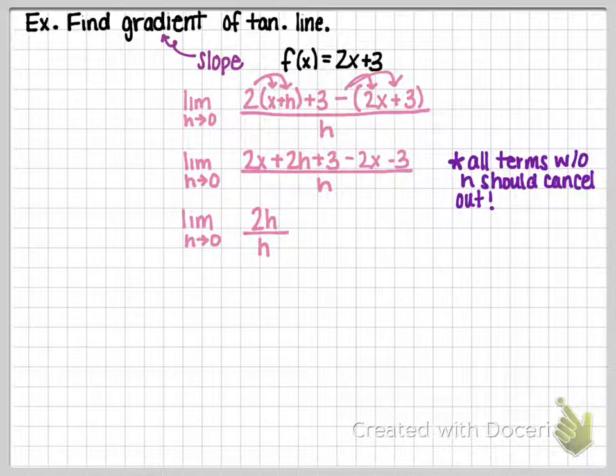Alright, so let's continue on through here. My h's will cancel out. They'll divide away to 1. So we'll have the limit as h approaches 0 of 2. And like you saw in your limit stuff from yesterday, if I'm taking the limit as h approaches 0 of 2, well, my answer is just going to be 2. So that is the gradient of the tangent line.